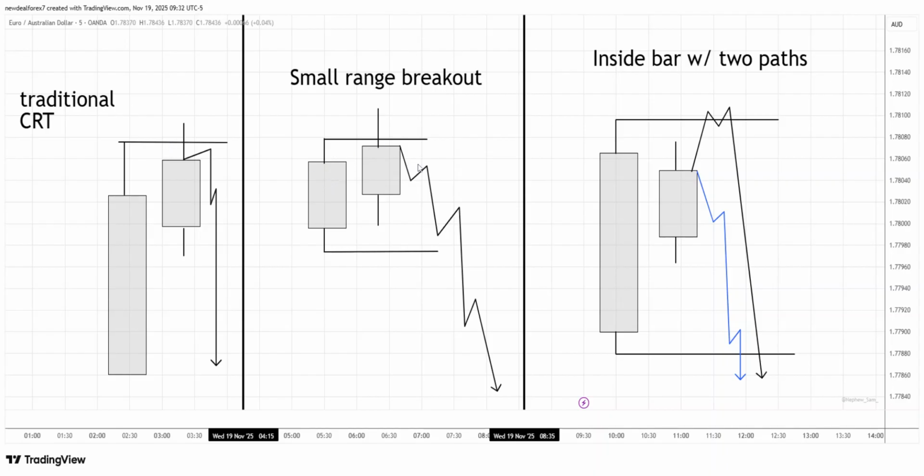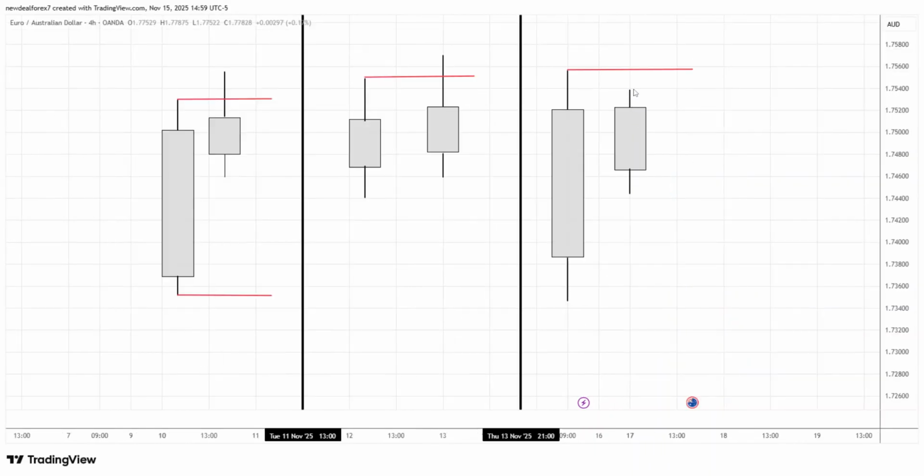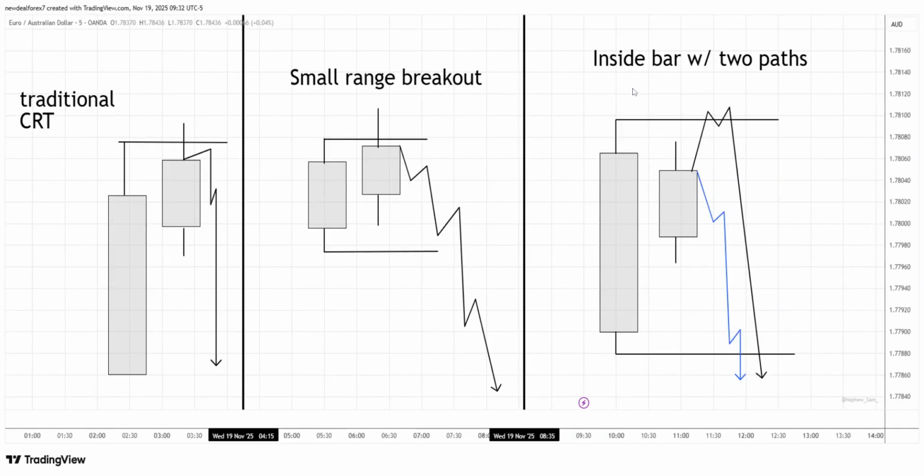Sometimes you'll see those small candles have a large breakout to the downside, where price will break out of the bottom of this range candle and keep going, because small candles do lead to bigger ones. Or sometimes you'll see where this middle candle, how we talked about the middle candle, doesn't break the high. Sometimes either one or two things will happen.